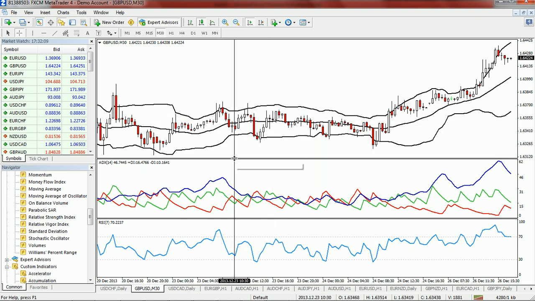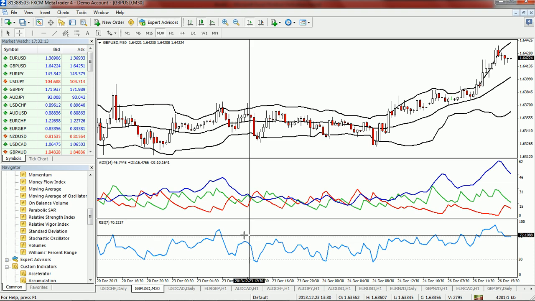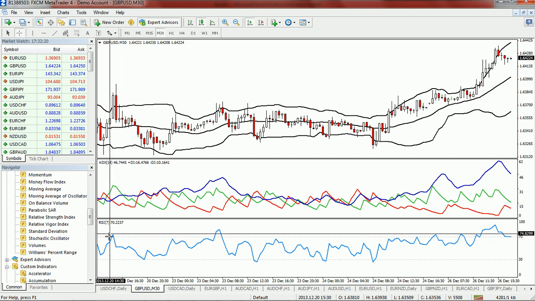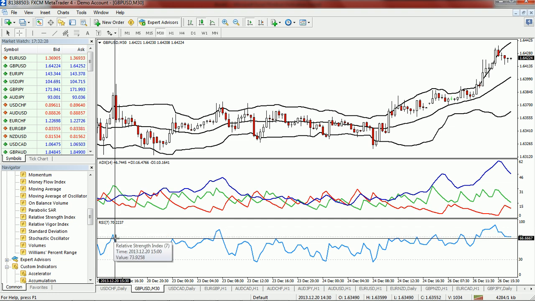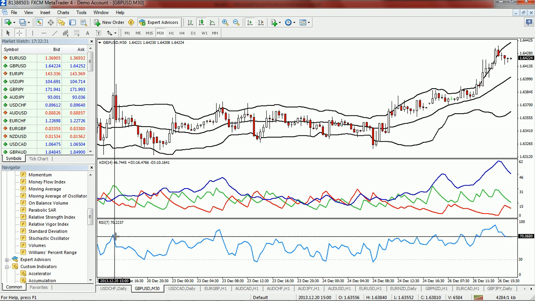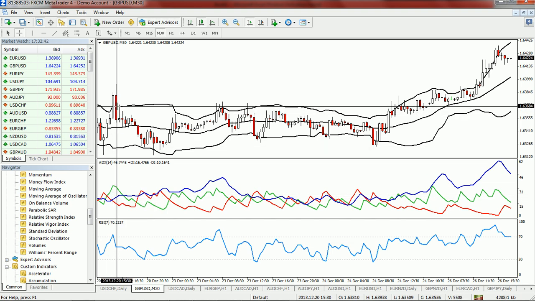And for a short entry, the rule is, first thing, you have to observe the RSI. On the RSI indicator, it should cross the 70 level from above. If you see this one, it is crossing the 70 level from above, and the actual ADX line should be below 32. If you see at this point, it is below 32, and the candlestick should close above the upper Bollinger Band.